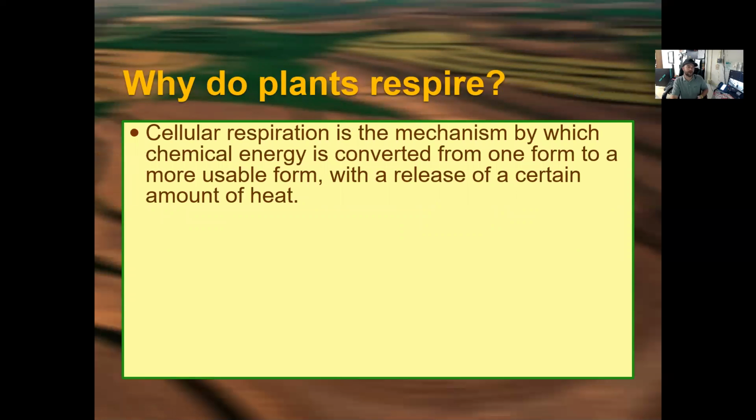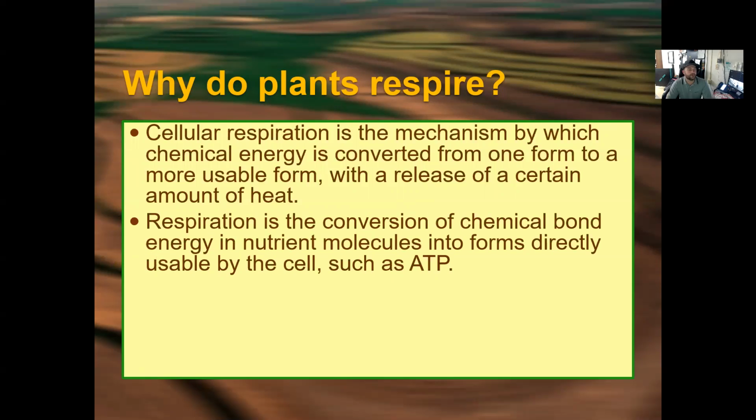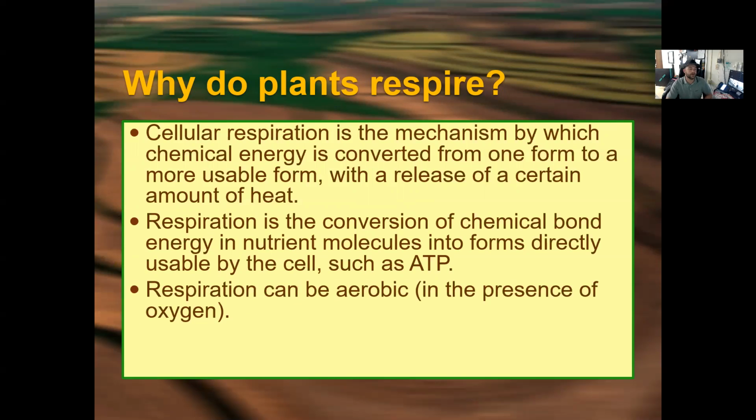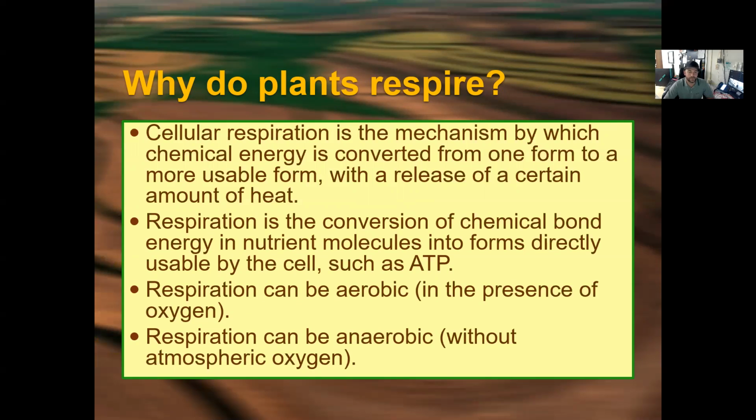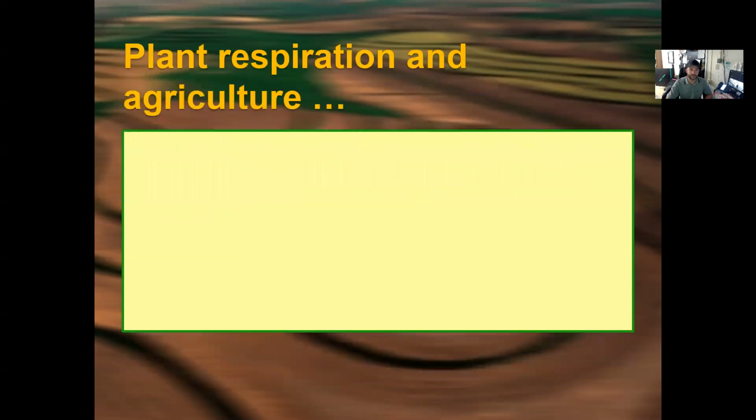So why do plants respire? Cellular respiration is the mechanism by which chemical energy is converted from one form to a more usable form with a release of a certain amount of heat. Respiration is the conversion of chemical bond energy in nutrient molecules into forms directly usable by the cell, such as ATP. Respiration can be aerobic, and respiration can be anaerobic. In the presence of oxygen, it is aerobic. Without atmospheric oxygen, it becomes anaerobic.